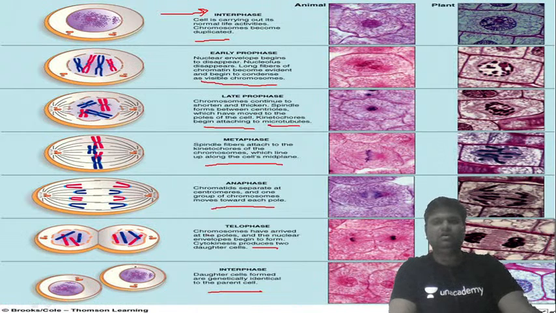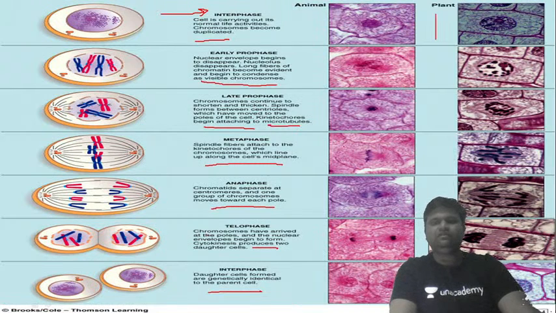So this is how things go on in an animal cell, and this one is in the case of the plant cell. In the case of plants, there is a formation of a cell plate. Cell plate formation occurs here, whereas there is no cell plate formation occurring in animal cells.